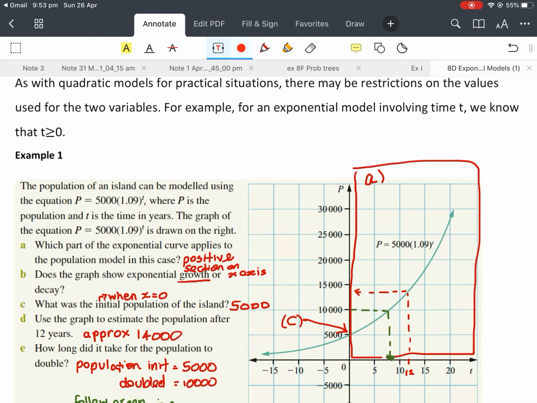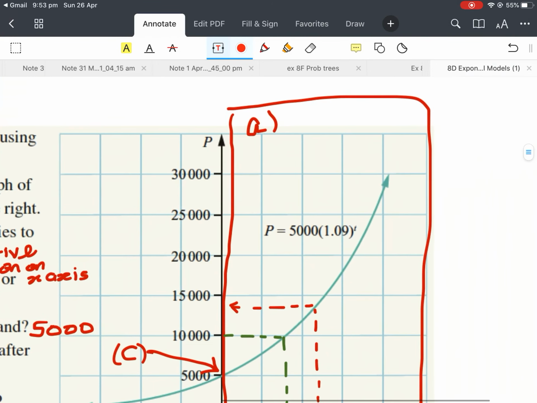The question says, the population of an island can be modelled using the equation P equals 5,000 (1.09) to the power of t, where P is the population and t is the time in years. The graph of the equation is drawn on the right. So question A asks, which part of the exponential curve applies to the population model in this case? Well, we're referring to the positive section in this case, and I've circled it there in red. Okay, so there it is, nice and big there.